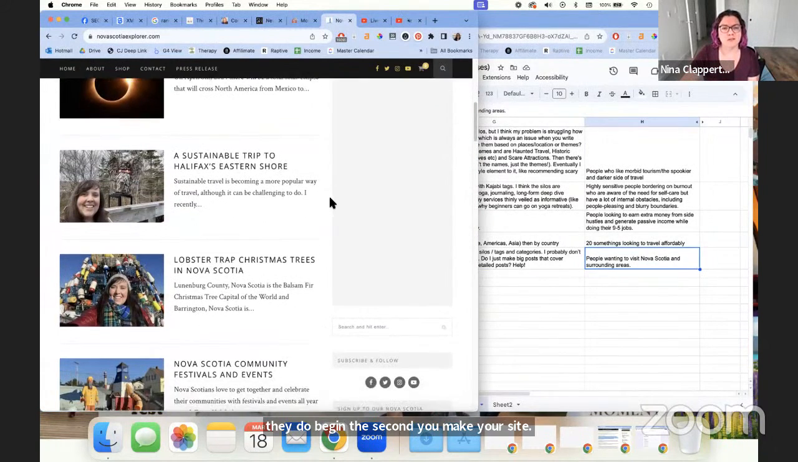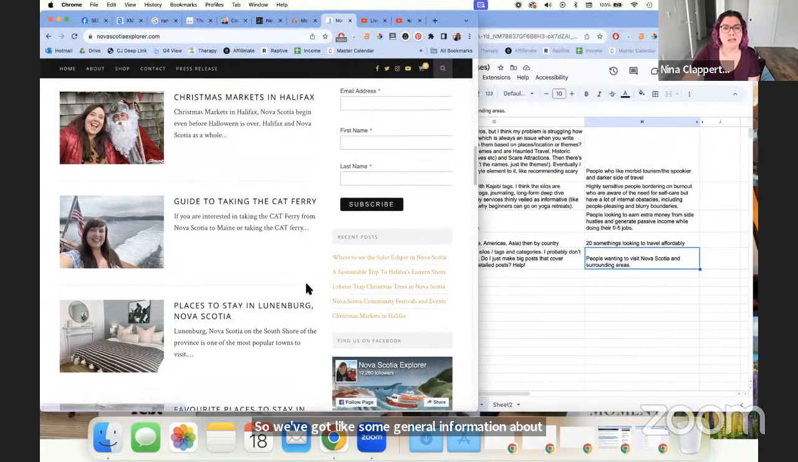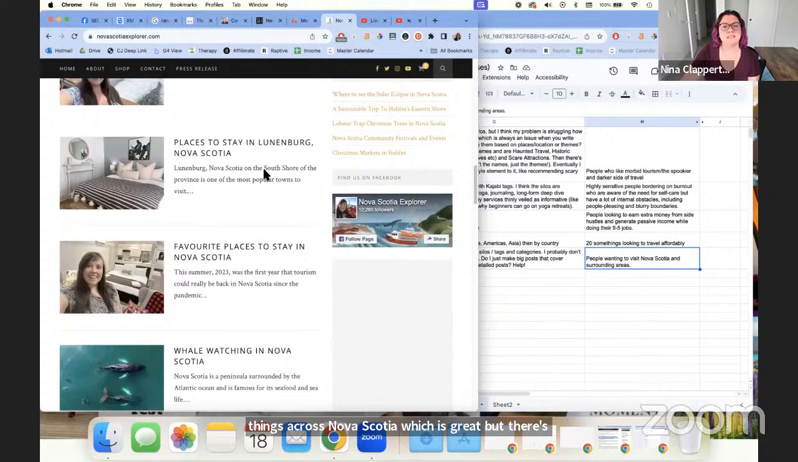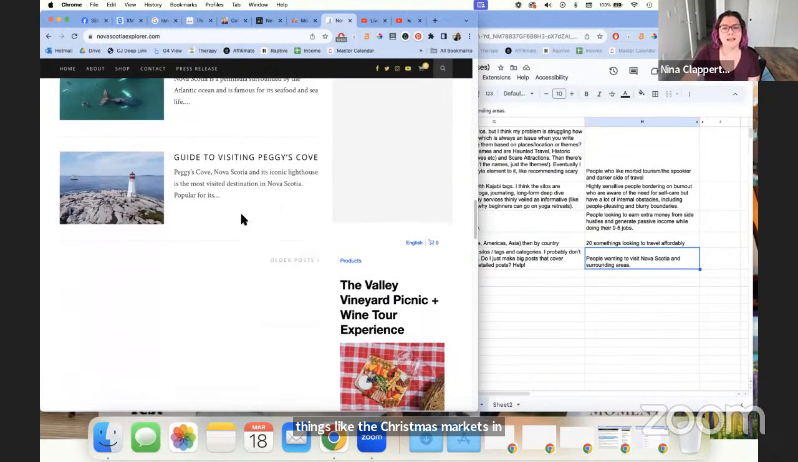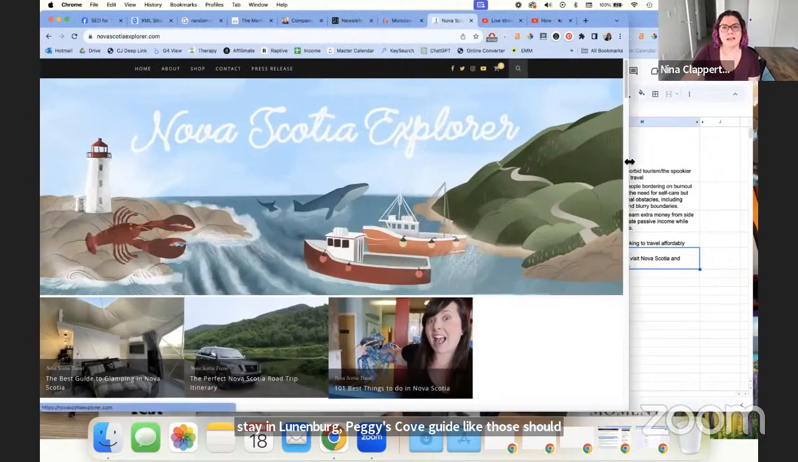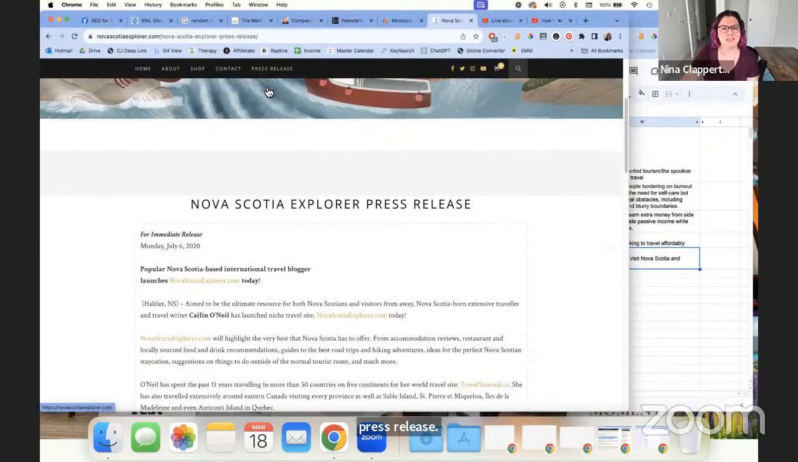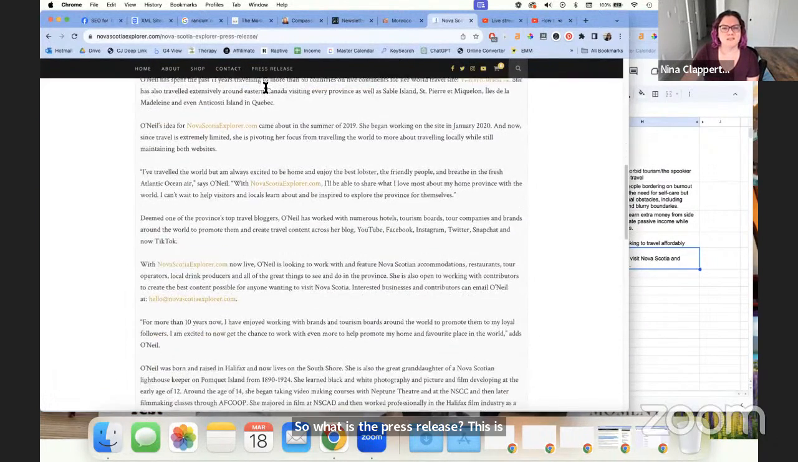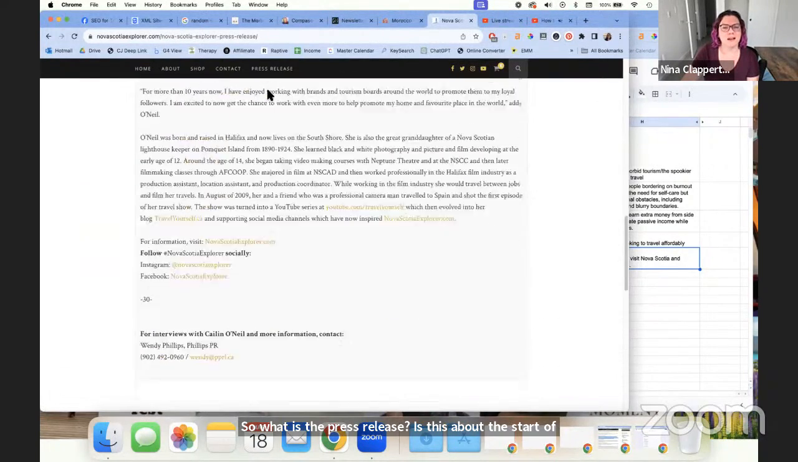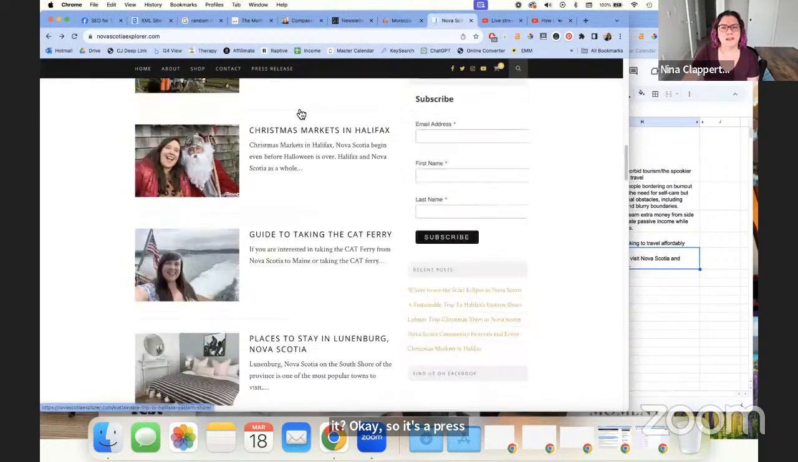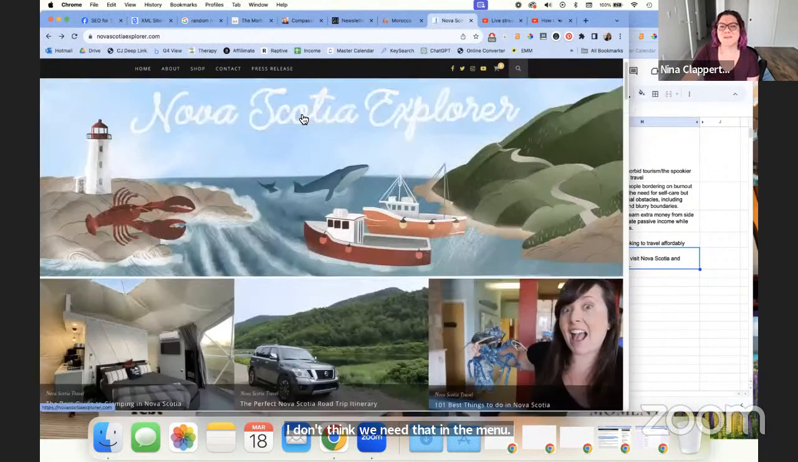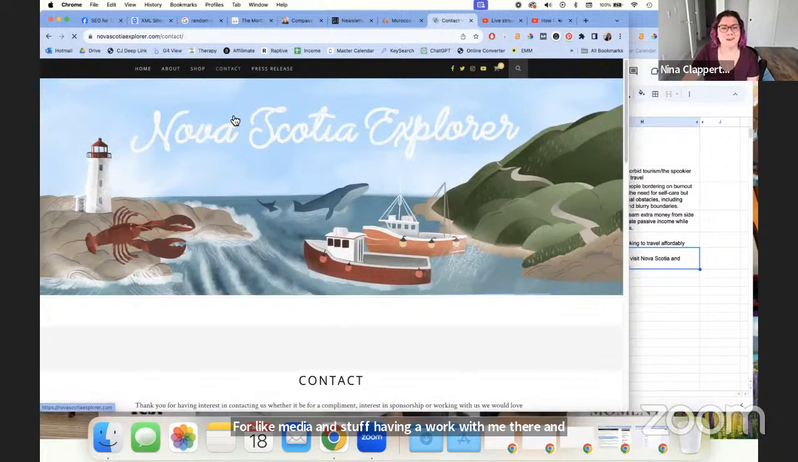So we've got some general information about things across Nova Scotia, which is great, but there's things like the Christmas markets in Halifax, places to stay in Lunenburg, Peggy's Cove guide, and those should be somewhere. Right now when I come to the site, there is no way for me to navigate to those easily. First of all, the menu is far too small. I need the font to be bigger. Then we have home, about, shop, contact, press release. So what is the press release? Is this about the start of it? Okay, so it's a press release about starting the blog. I don't think we need that in the menu. For media and stuff, having a work with me page and then linking it would be good enough, if anything. You could even put it on the contact page, to be honest, and link to it, but I don't think we need a dedicated menu item for it.